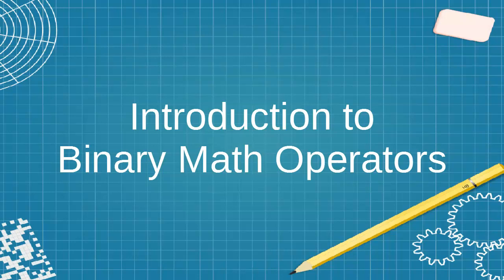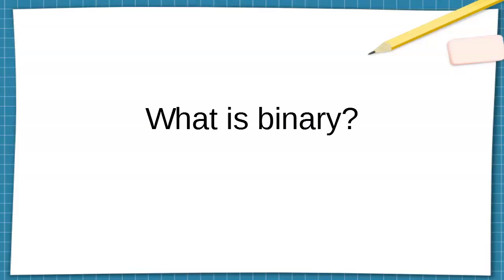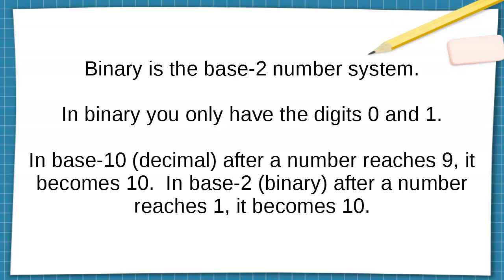Let's talk about binary math operators. So first of all, what is binary? Well, binary is base 2. It's the base 2 numbering system, where we normally have base 10 with the numbers or digits 0 to 9, but in base 2 you only have the digits 0 and 1.